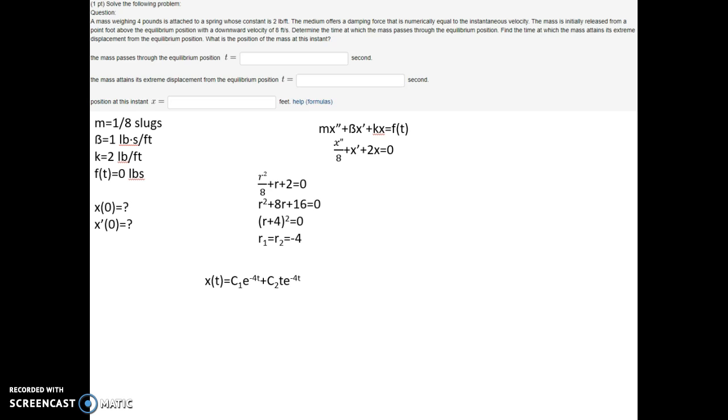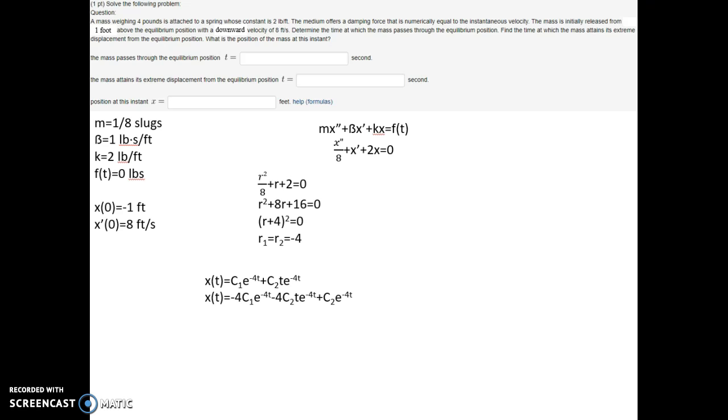Now, in order to find the value of our coefficients c1 and c2, we have to find what the initial position and initial velocity of our mass is. We read from the problem, the mass is initially released from a point, it should say, 1 foot above the equilibrium position with a downward velocity of 8 feet per second. For these problems, usually we define downwards as the positive direction, so that we have a positive acceleration due to gravity. That's just how it's usually done, and that is how it's done for this problem. So now we know that 1 foot above the equilibrium position is actually -1, and a downward velocity of 8 is actually a positive 8.